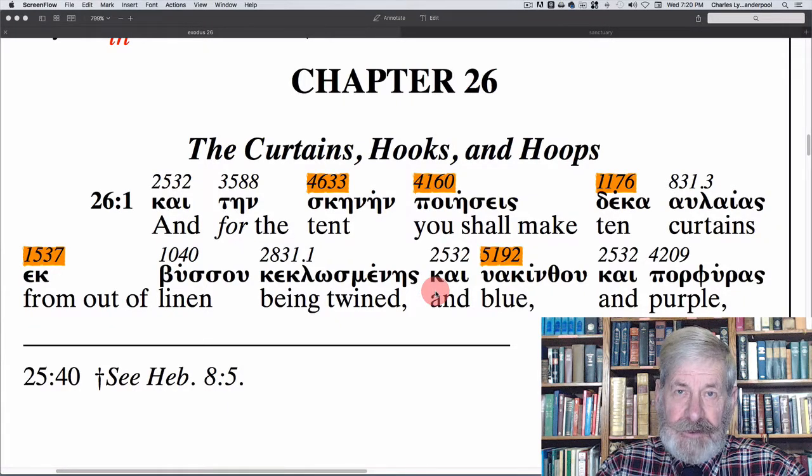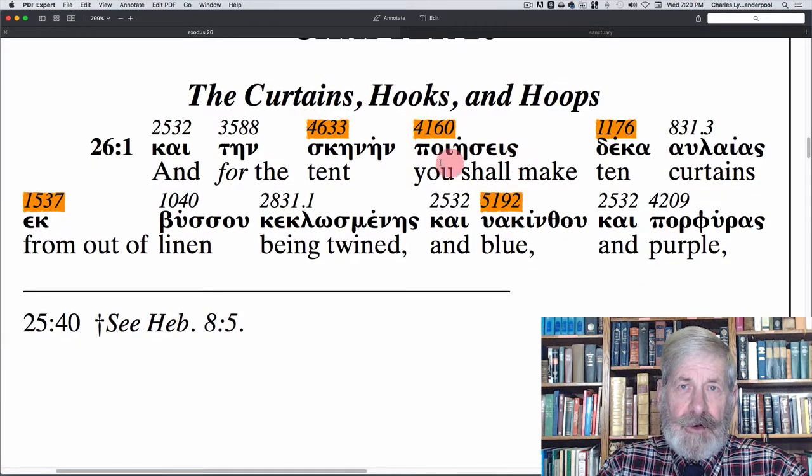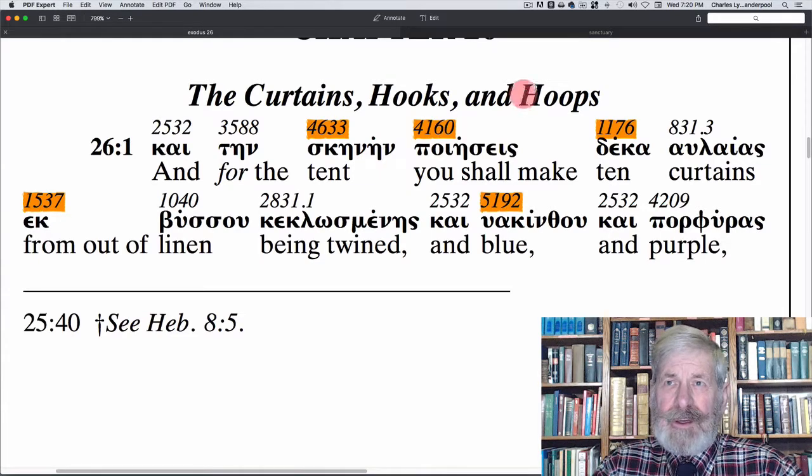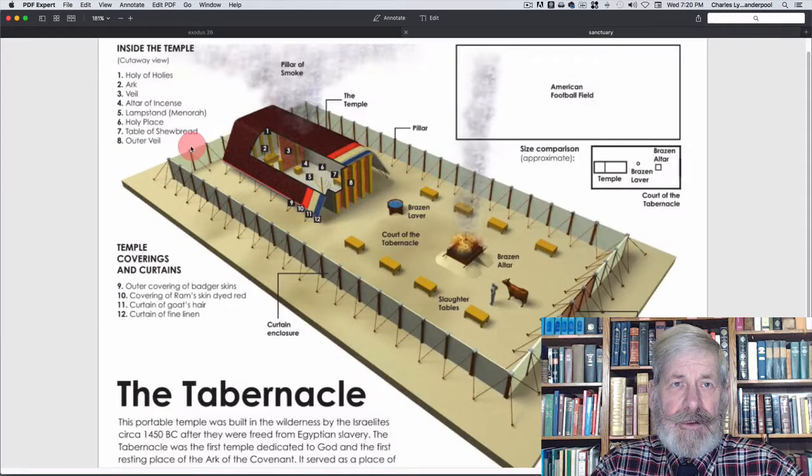Welcome to the 26th chapter of the book of Exodus. We are now being given the dimensions and the items for the sanctuary, which includes the tent. And the first one are the curtains, hooks, and hoops. Those are the curtains that go around the sanctuary. And I believe this is the ones they're talking about here. All of these.